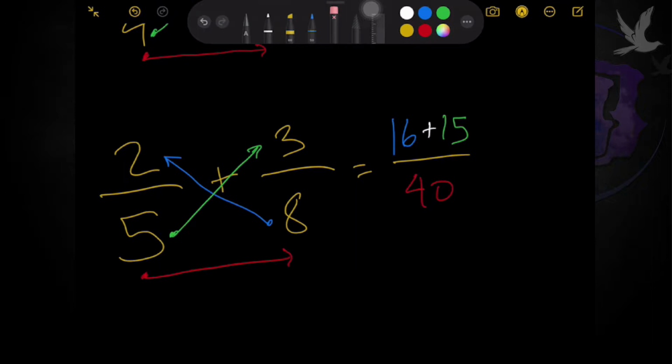And of course, the given sign here is addition, or the given operation is addition. So all you need to do is just to add them all up. So we now have 31. 16 plus 15 is 31 over 40.